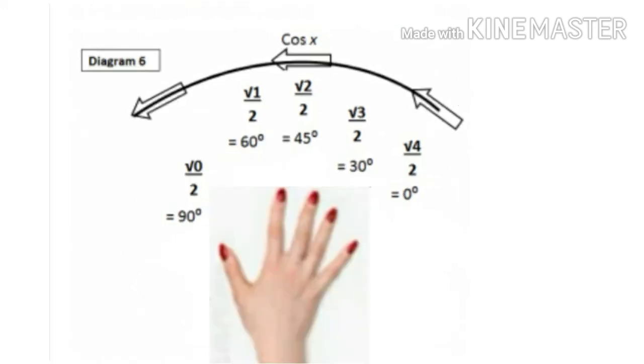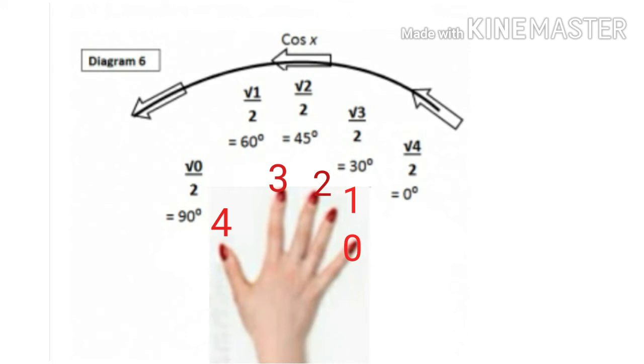Now for cos theta, exactly it is the complementary. Sine and cos are complementary, so you just have to reverse this. That means now the little finger you take as 0 degree, and the thumb will become 90 degrees. So you have to start from the little finger. Little finger 0 degree, ring finger will become 30 degree, middle finger 45 degree, index finger 60 degree, and thumb equal to 90 degree.